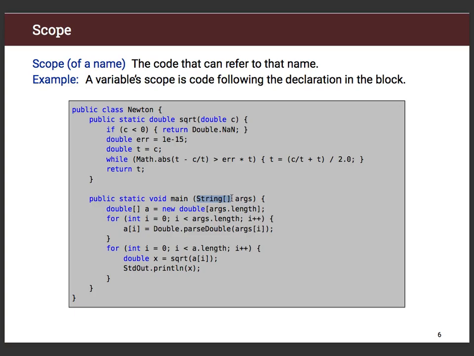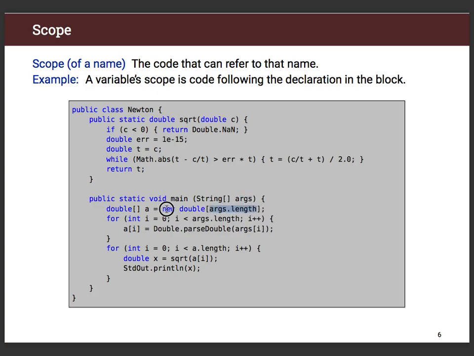Dot length is the size of an array. So args.length is the size of the args array. If the user put 3 command line arguments, args.length will be 3. If they put 5 command line arguments, it'll be 5. However many arguments they give, this is the value of args.length.